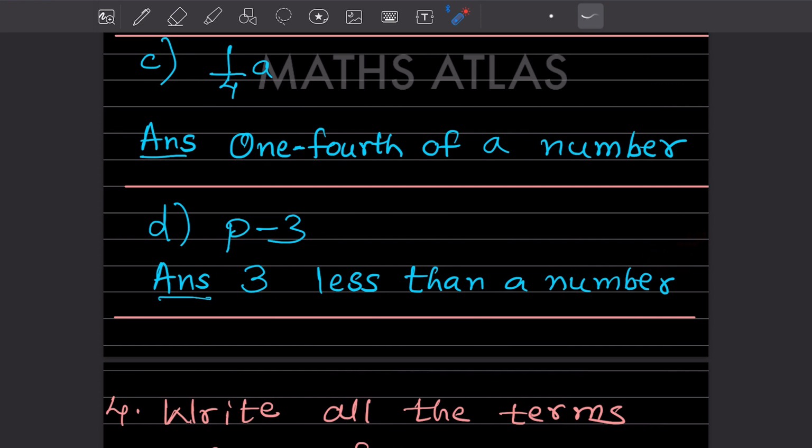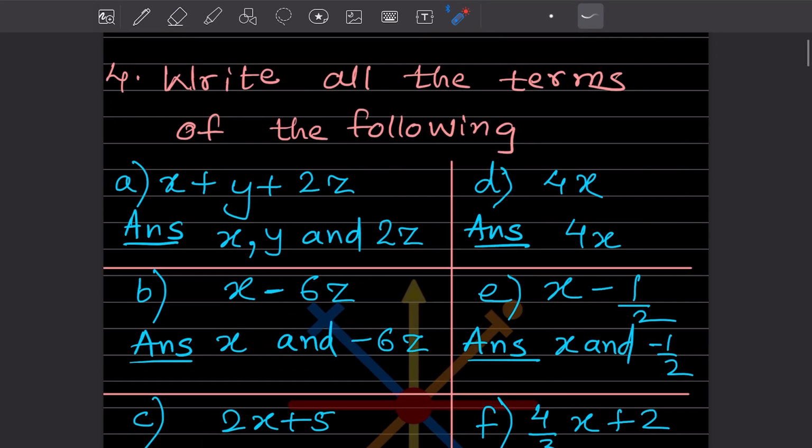Okay. Now we'll go for the next question. What does the next question say? Write all the terms of the following. Again, I had told you how to see the terms in the glossary part of the previous video. So terms means, now see here, can you see in between these variables? We can see this one.